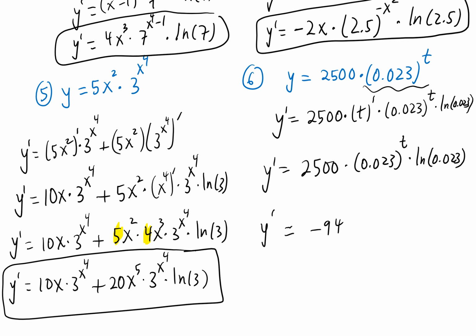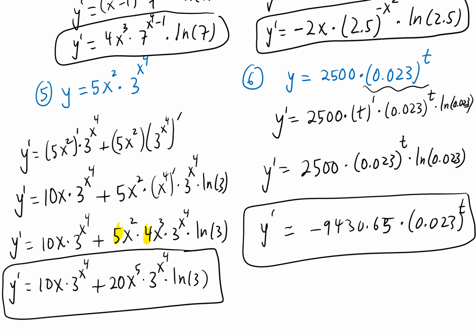negative 9430.65 times 0.023 to the t power. You can do it this way or the previous one.